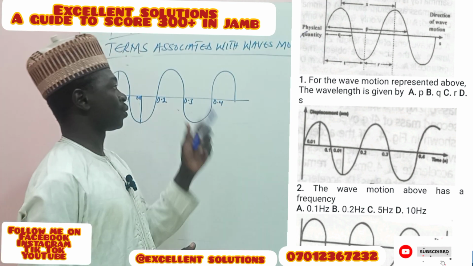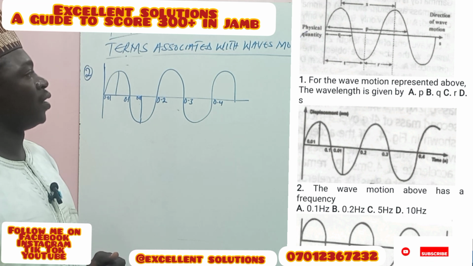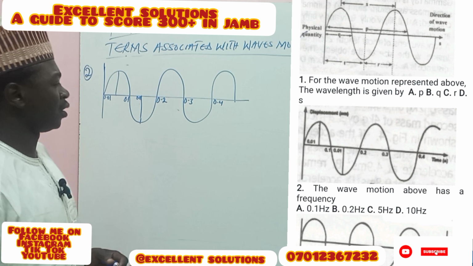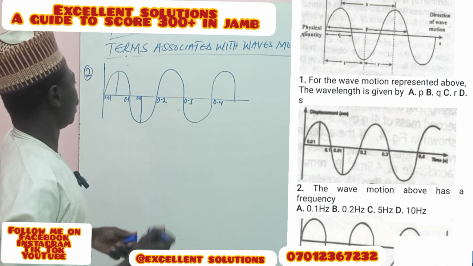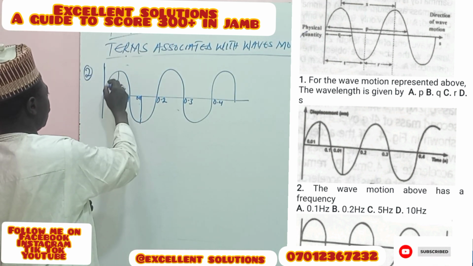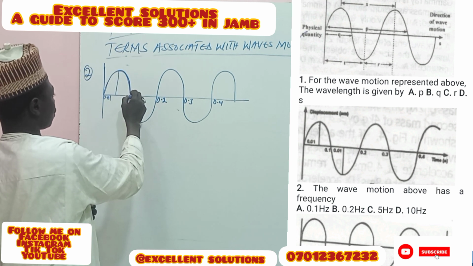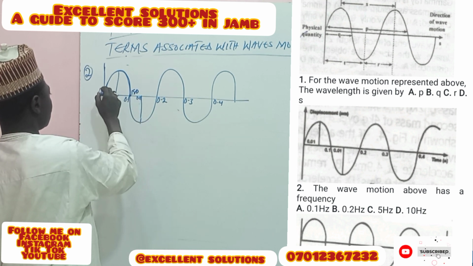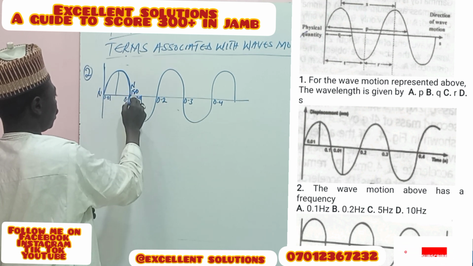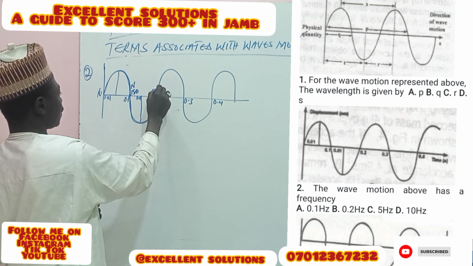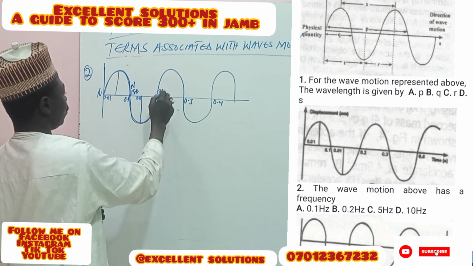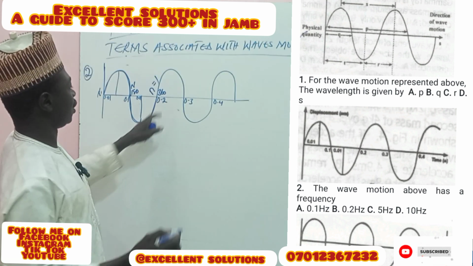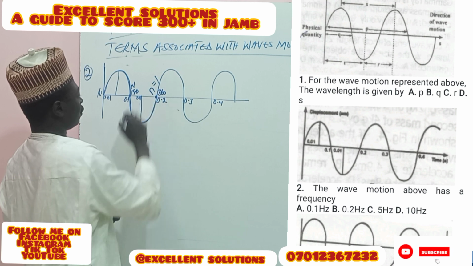So our next question is question 2. And this question says, the wave motion above has a frequency of. If we look at this case, we have the motion start from here to this point. When it comes here, it makes 180 degrees, that is between north to another north. When it comes to here, it makes 360 degrees, which is the same as the number of revolution n is equal to 1. At this point, it makes 1 revolution.